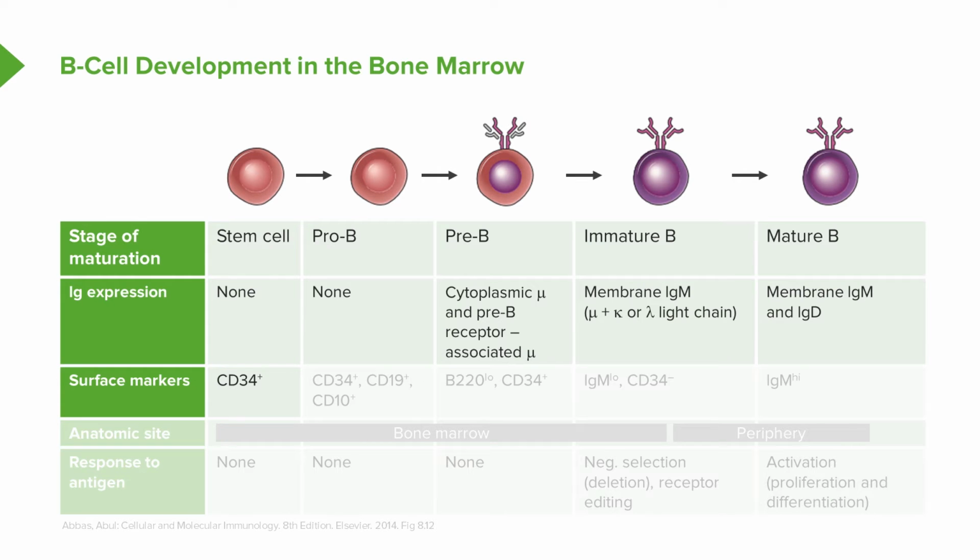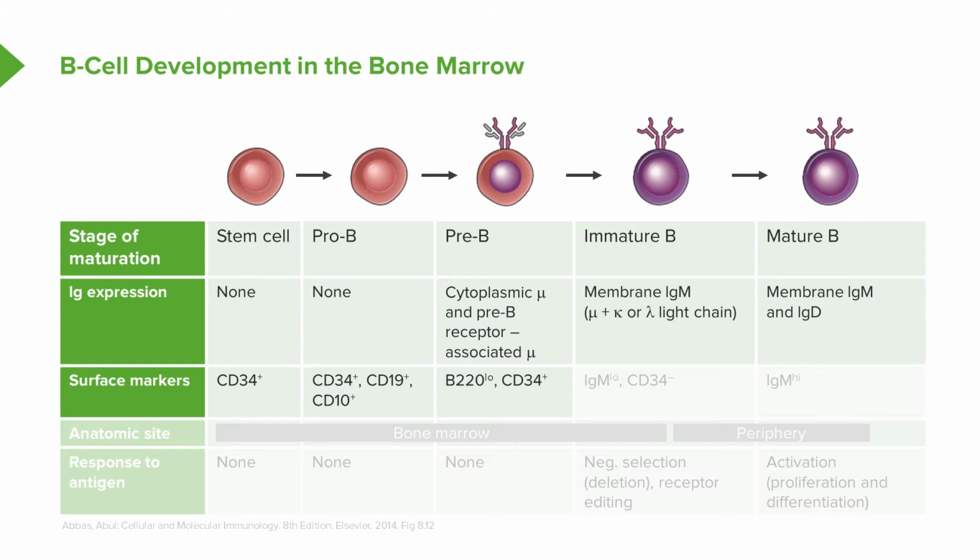And we can use certain molecules on the surface of B cells to identify at which stage in maturation they are. So, for example, the molecule CD34 is present on the surface of the stem cells. It's also present on the surface of the pro-B cell. But additional molecules become expressed, such as CD19 and CD10. And then as those pro-B cells develop into pre-B cells, there is low expression of a molecule called B220. But as that pre-B cell develops into an immature B cell, the expression of CD34 is lost.